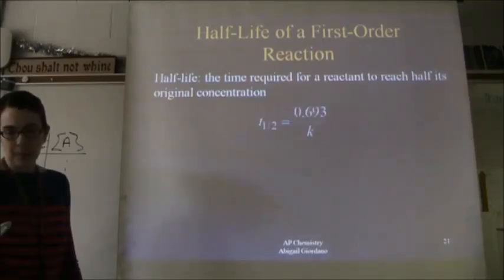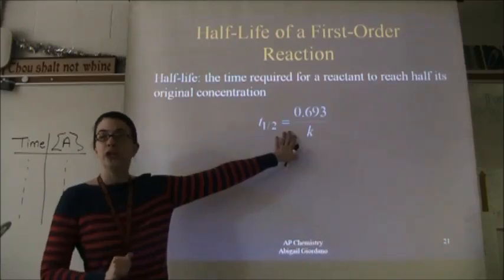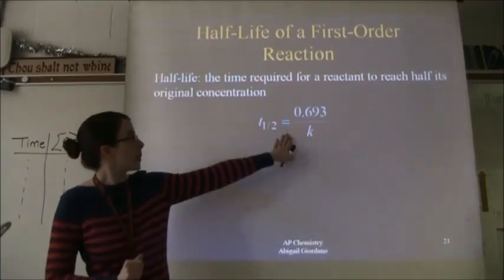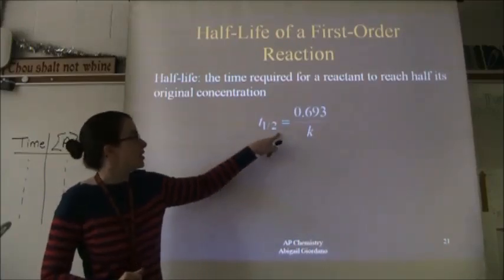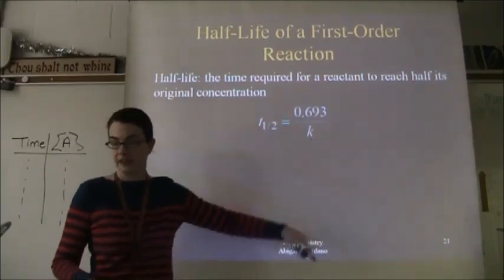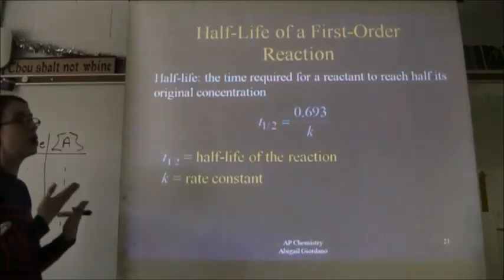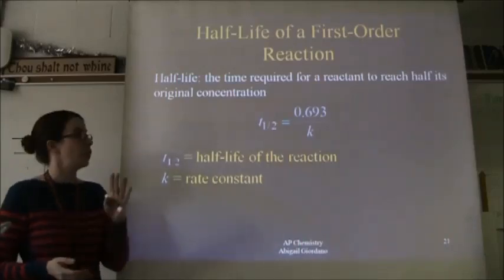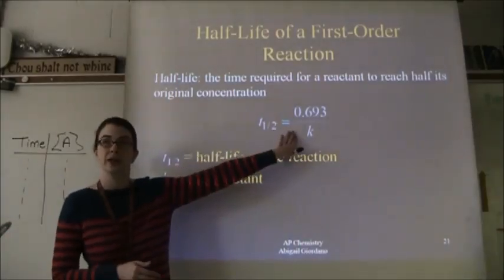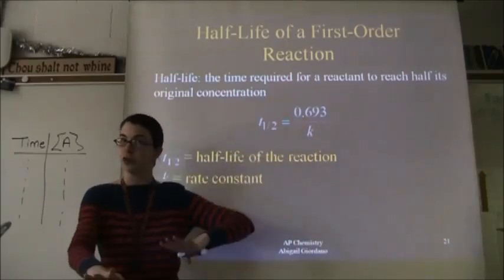There's an equation. Don't memorize it. It's on your equation sheet. It's there. This is the half-life. This is your rate constant. So if you are asked to solve for the half-life of a reaction, and you know that it is first order, you are permitted to use this equation. If it's not first order, then you can't use this equation, and we'll talk about that.